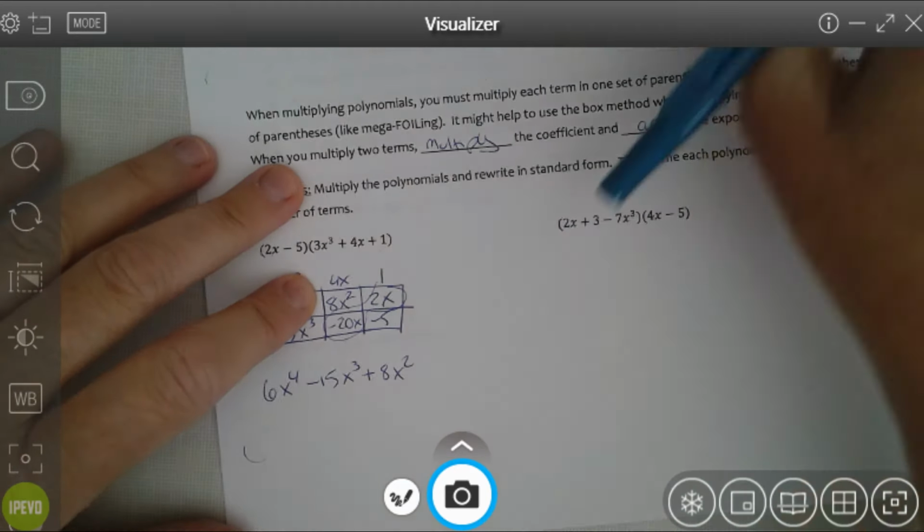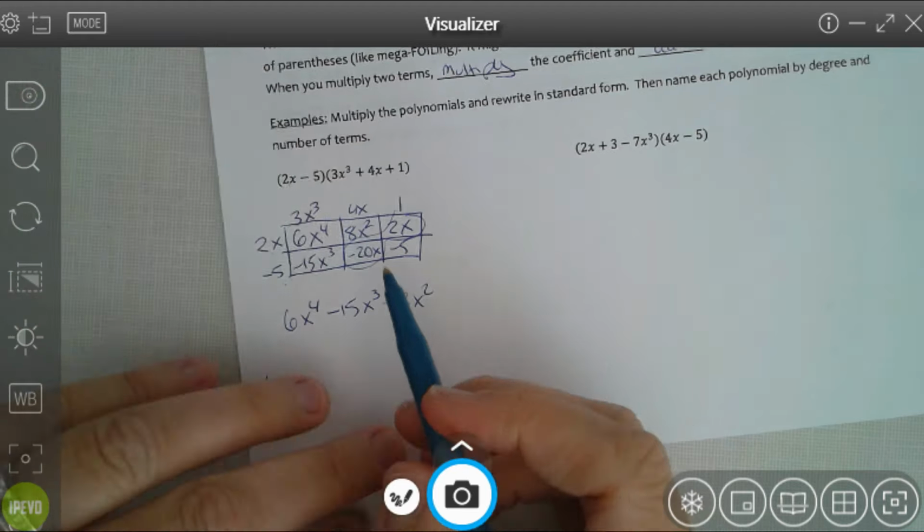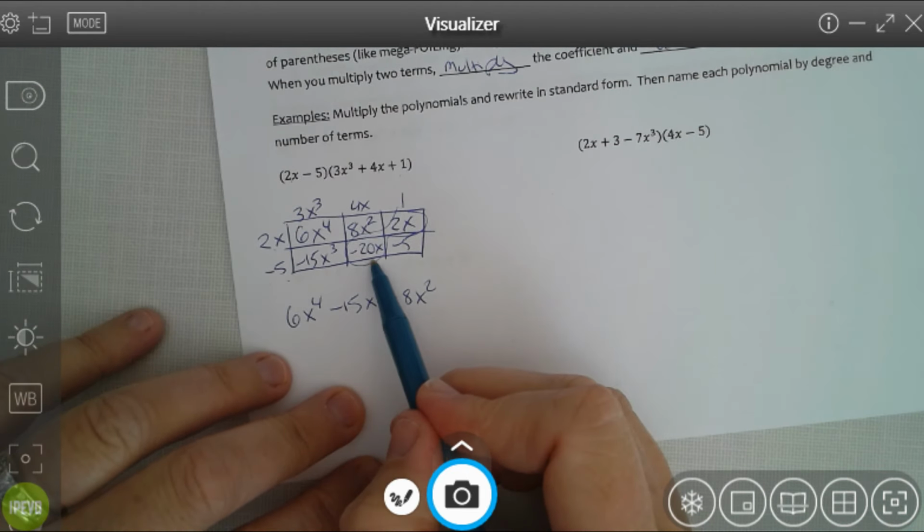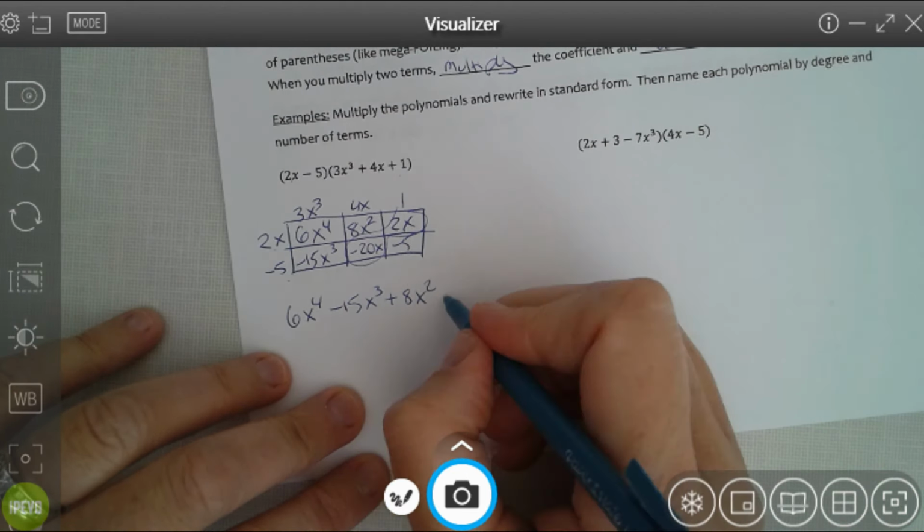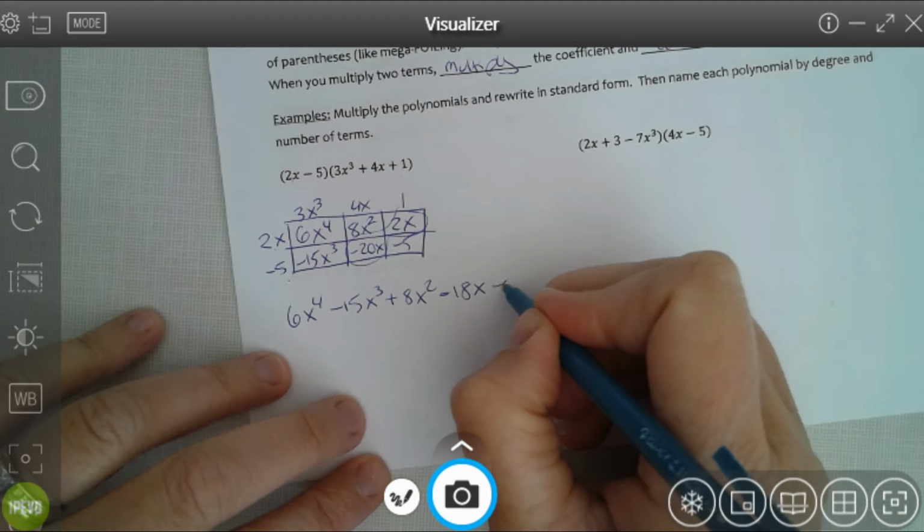Now these two boxes are like each other. Oh, sorry. I didn't realize that you guys couldn't see. So these two boxes right here are like each other. So I'm going to have a negative 20x and then a 2x. So it gives me negative 18x and then the minus 5.